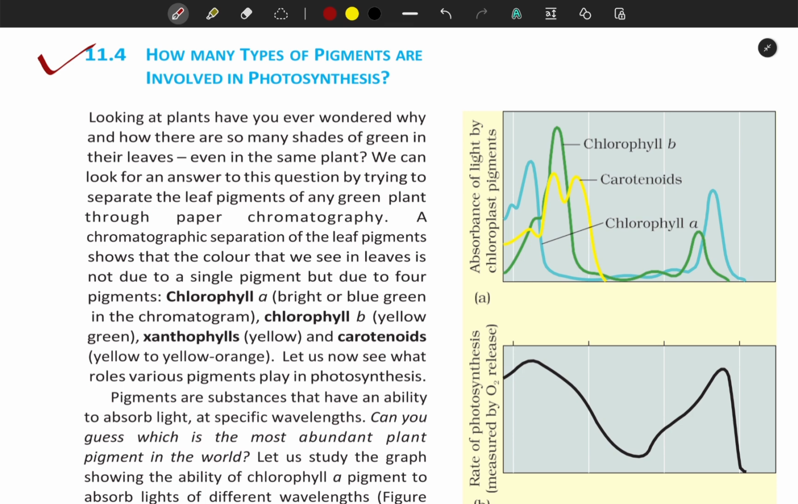Let us now see what roles various pigments play in photosynthesis. Pigments are substances that have the ability to absorb light at specific wavelengths. Can you guess which is the most abundant plant pigment in the world?